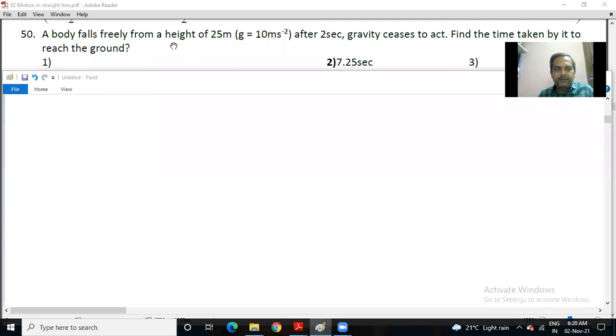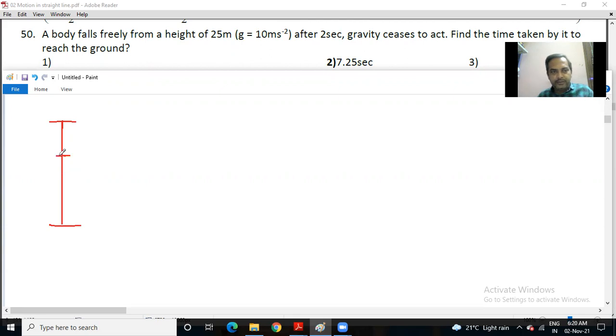A body falls freely from a height of 25 meters, take g as 10 meters per second squared. After 2 seconds, gravity ceases to act. Find the time taken by it to reach the ground. Just try to understand with the help of a diagram. So this is the path along which the body travels.